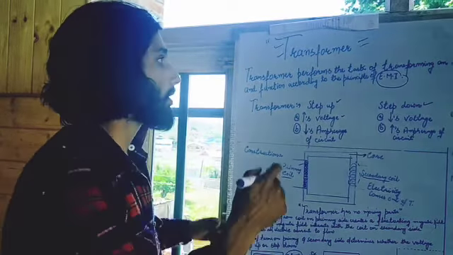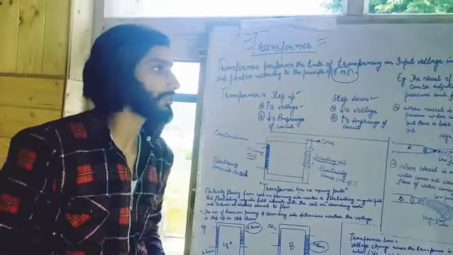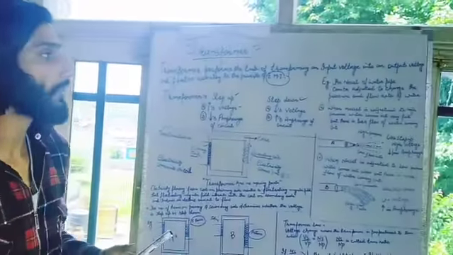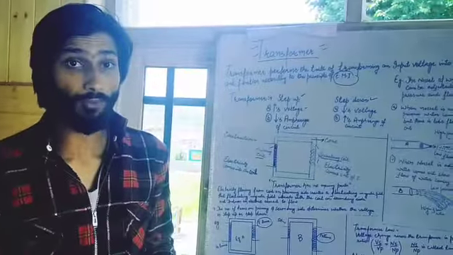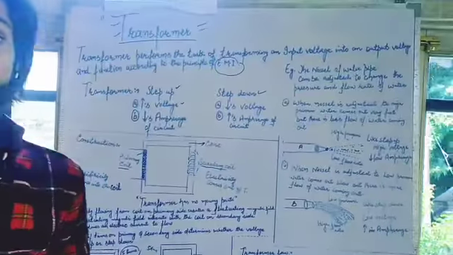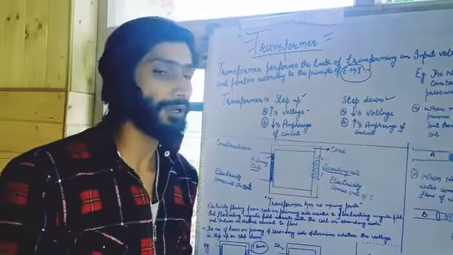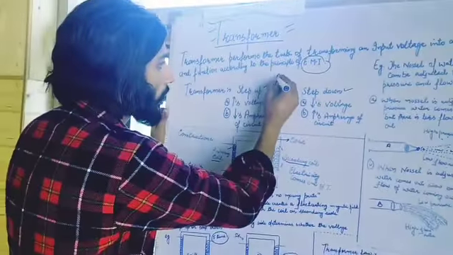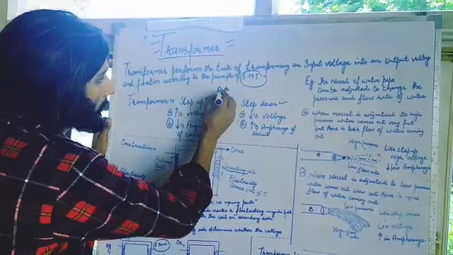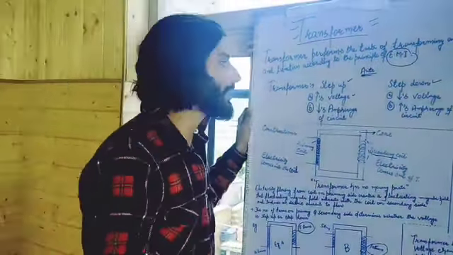Today our topic is about the transformer. A transformer performs the task of transforming an input voltage into an output voltage and functions according to the principle of electromagnetic induction. Usually a transformer is of three types: step up transformer, step down transformer and auto transformer. The auto transformer will be discussed in the next lecture.